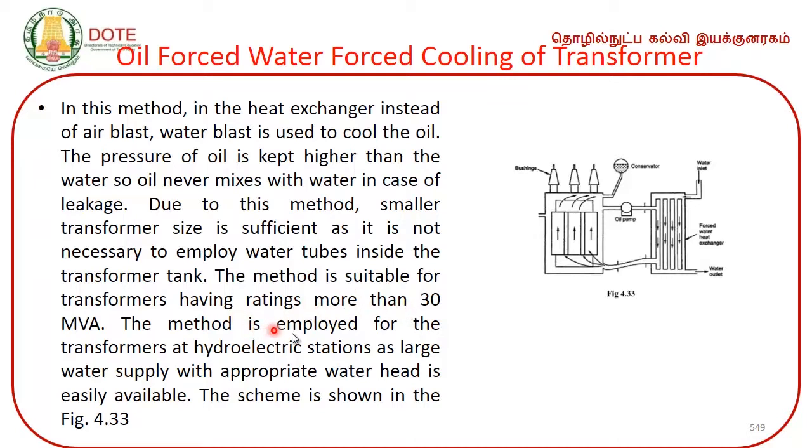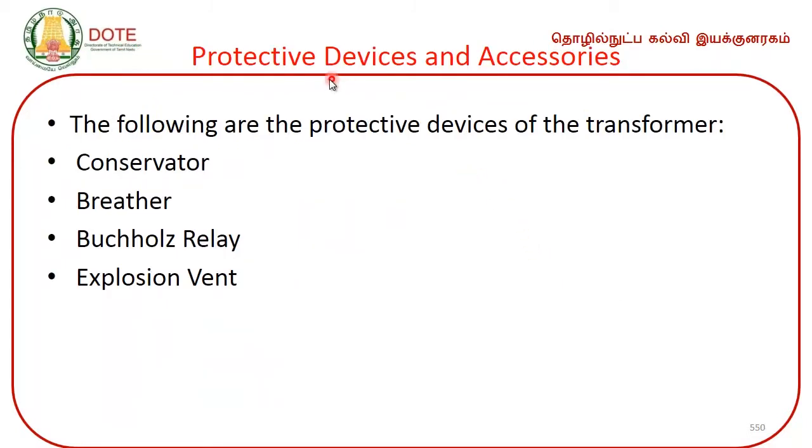The method is employed for the transformers at hydroelectric power stations, as large water supply with appropriate water head is easily available. The schematic diagram of this OFWF is shown in figure 4.33. Then we will move on to the protective devices and accessories. The following are the protective devices employed in transformers. Number 1 is conservator, breather, Buchholz relay and explosion vent.